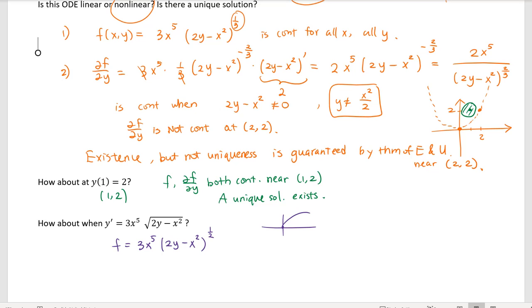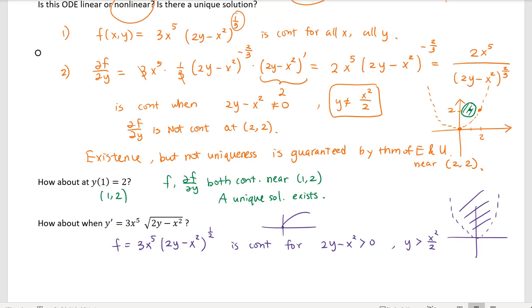But remember the theorem of existence and uniqueness. We require f to be continuous on a rectangle containing that point. But this guy is only continuous for 2y minus x squared greater than or equal to 0. Actually greater than 0, because we need f continuous on an open rectangle containing that point, not exactly at that point, right? So that's why we need greater than 0. Then we have y greater than x squared over 2. So this is the region above the parabola, right here.